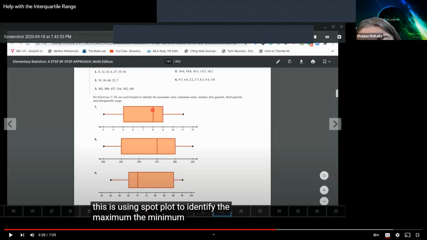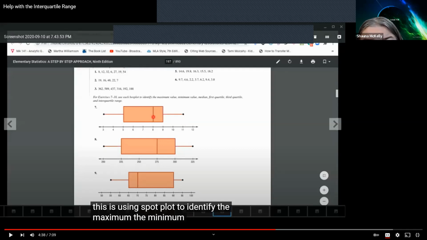This is why I thought this video might be useful to you. It would be, yes, Shauna. So this first dot, if it's an outlier, you'll have a star. Okay, but because there are dots here, these are just the minimum and the max. So the minimum here is about 3, right? And the maximum here is about 11, for example, right? For number 7, right?